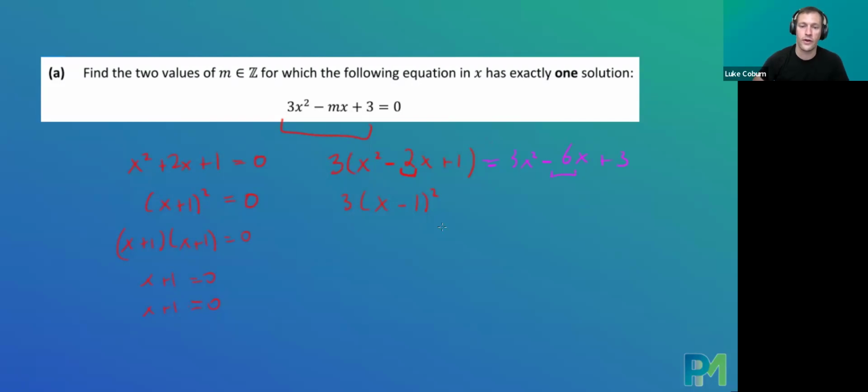So if we're going to have one solution, we have to have a perfect square. And the only way that we can get a perfect square from this particular one is if that m is equal to 6. Then now it makes sense. Imagine if they said factorize. Imagine if they gave you this to begin with: 3 times x squared minus 2x plus 1.